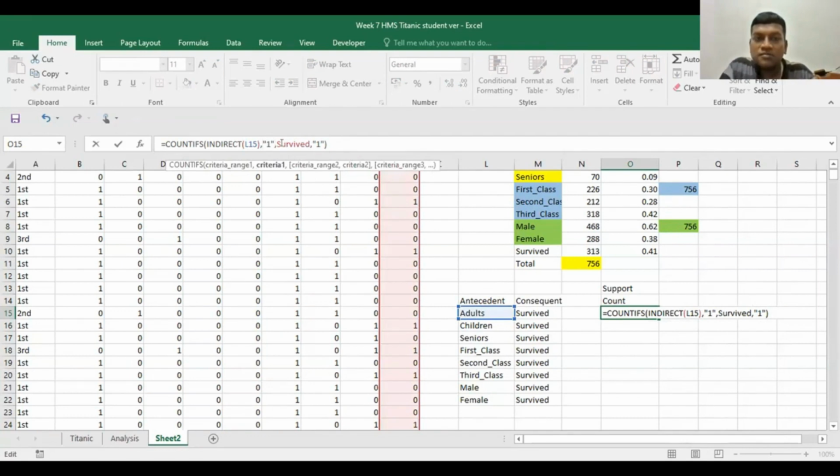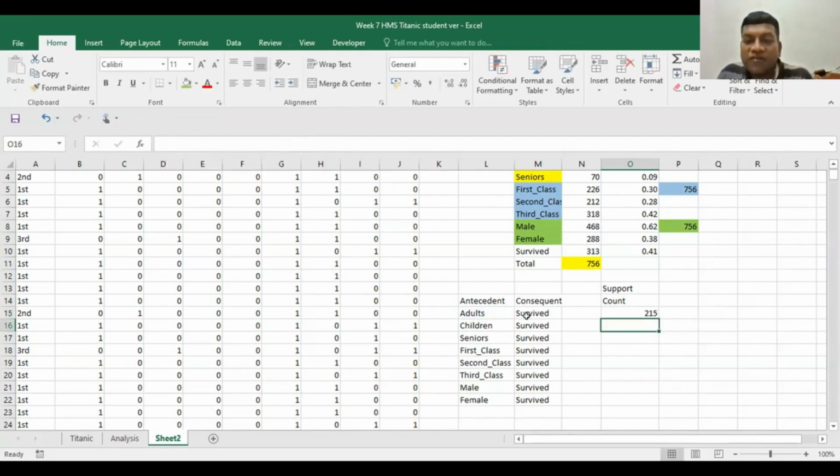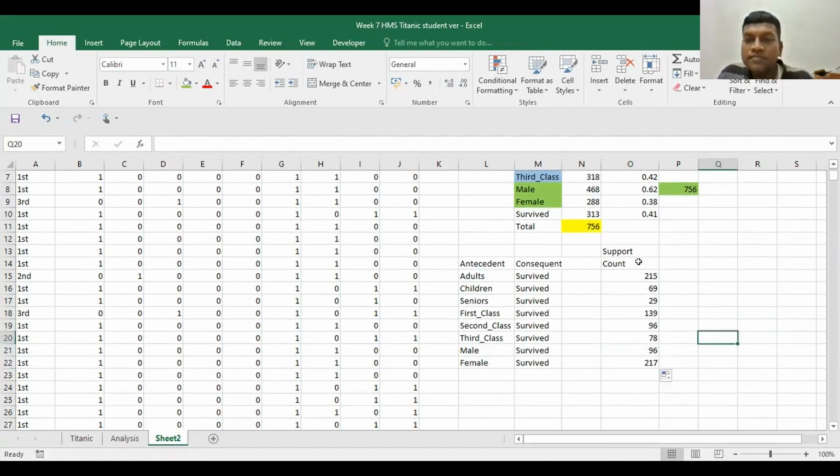Because survived is common for everything, I don't have to bother with changing that. I can pull it down. Okay, so I'm trying to calculate support, that is the number of times both these things have occurred together. That is the number of times adults have survived, children have survived, seniors have survived, and so on. The number of times people in first class, second class, third class have survived, males, females. This is what we have tried to do. This is the count of the number of times these people have survived.